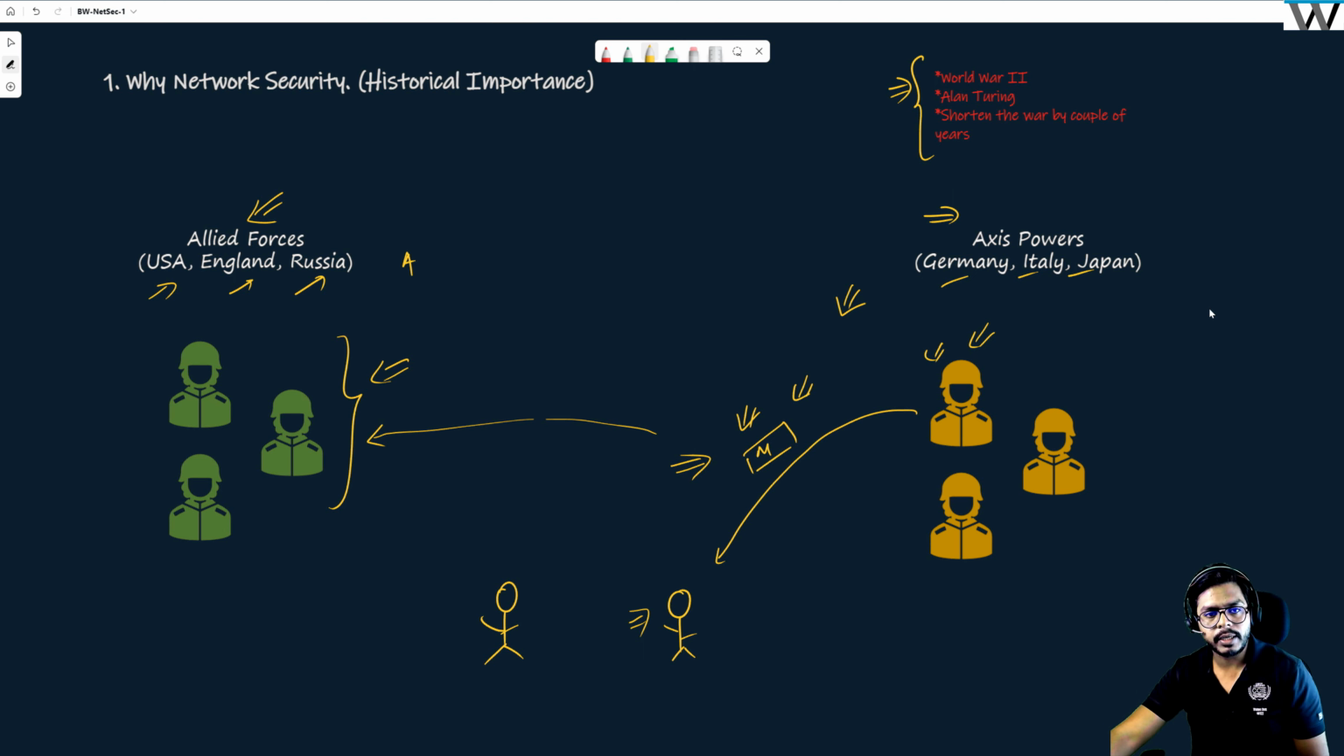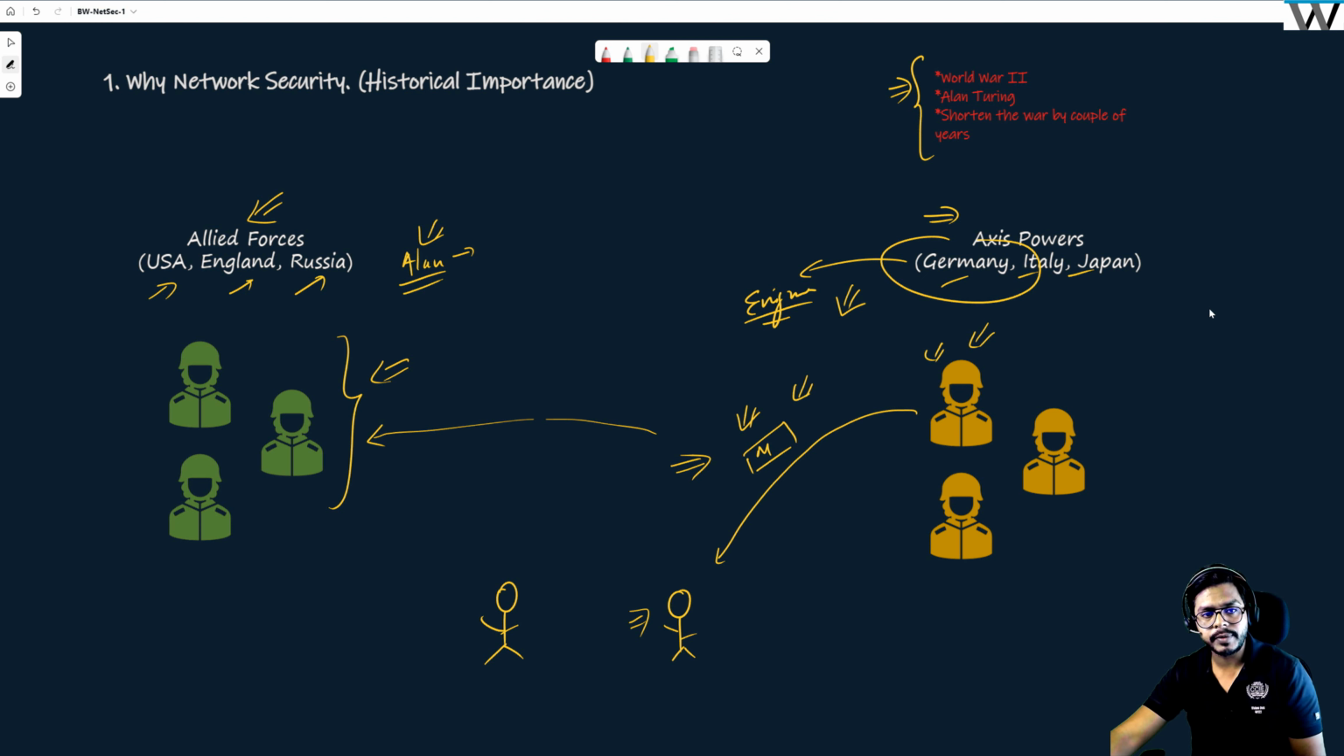And there was a guy called Alan Turing, right? He created the first machine to break this code, so that the message can be read by us also, right? So basically the algorithm Germany was using to scramble those messages was known as Enigma, right? And this was the guy, Mr. Alan Turing, who broke this Enigma, right?